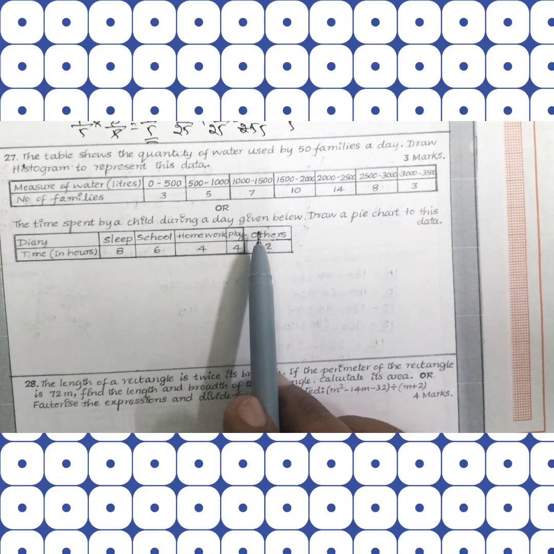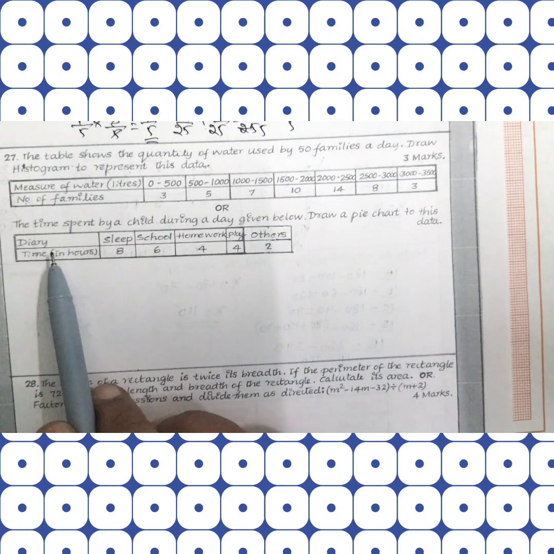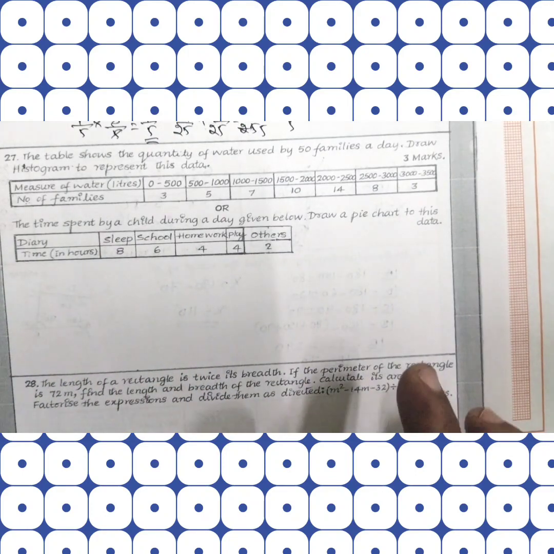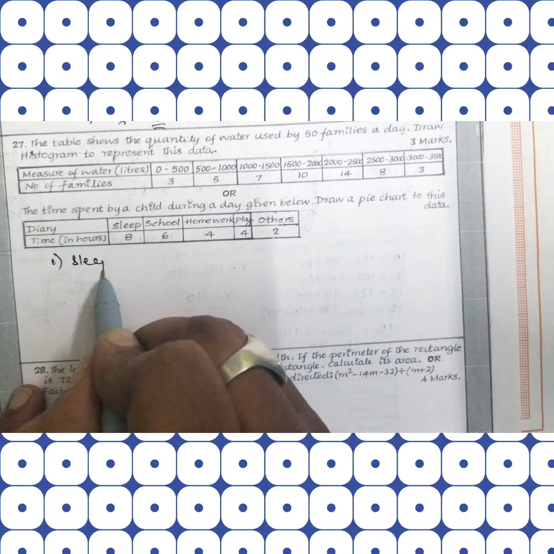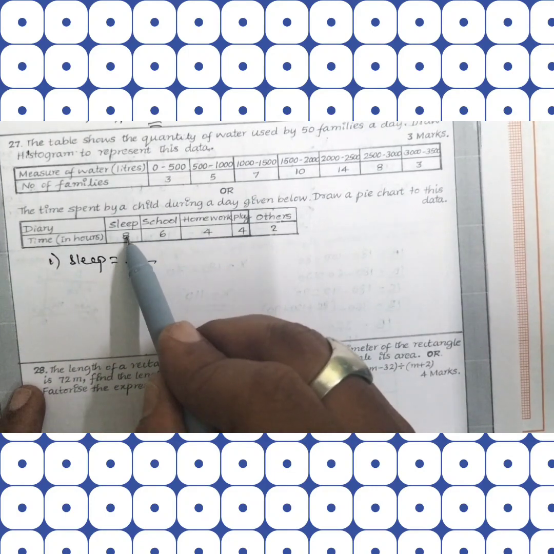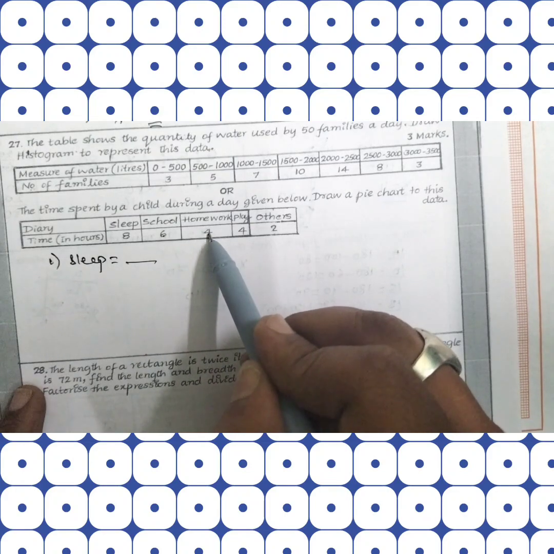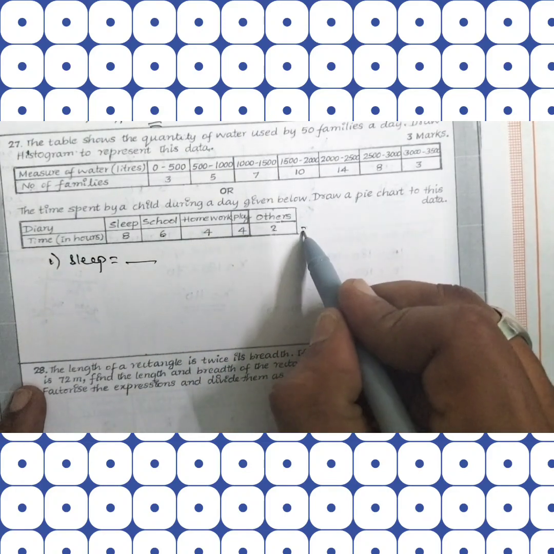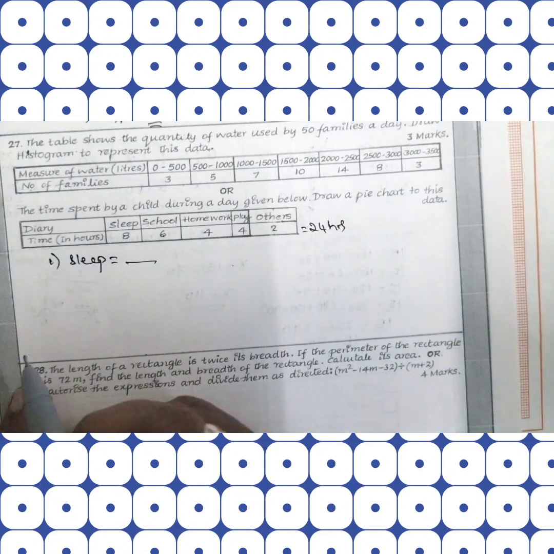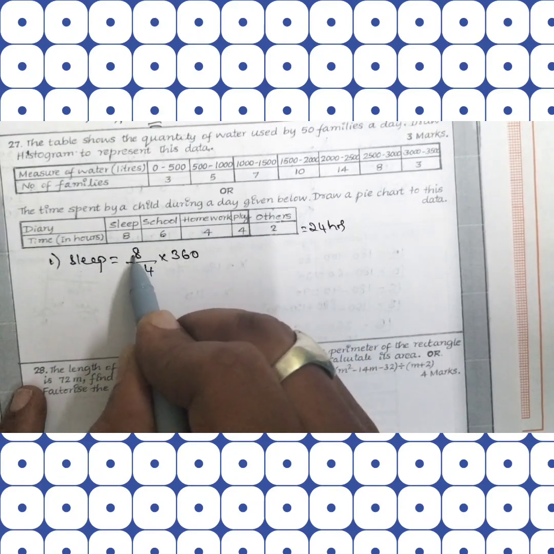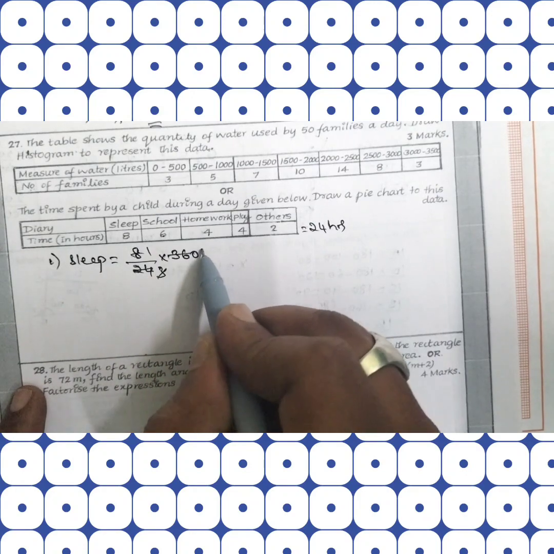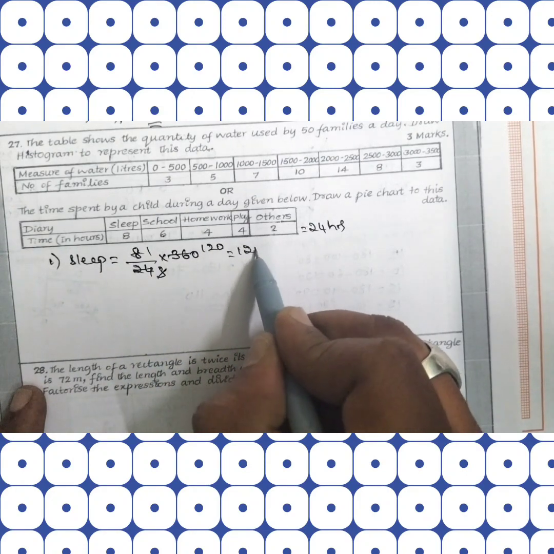There is one more question, that is an internal choice question. The time spent by a child during a day is given below, draw a pie chart for this, they have said. So let us draw the pie chart. For that, first let us do a calculation. Sleep: first, the total. 8 plus 6 is 14, 14 plus 4 is 18, 18 plus 2 is 20, 20 plus 4 is 24 hours total. So sleep is 8 divided by 24 into 360. 8 ones are 8, 8 threes are 24, that is equal to 120 degrees.